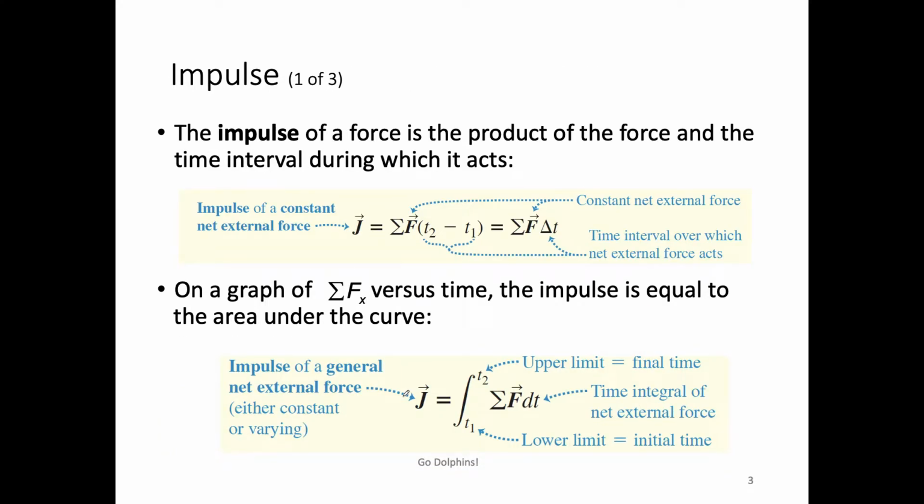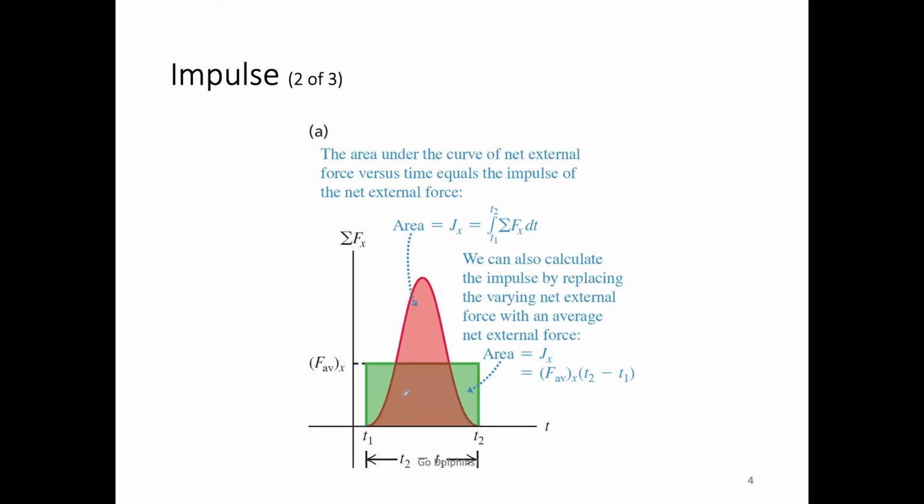Impulse is, if we integrate force over time, the impulse. Now, of course, if it's a constant force, then impulse is simply F times delta t. In graphic form, if we have F on the y-axis, t on the x-axis, and plot F as a function of t, the integration of F over t gives you impulse, so the area under this F curve gives you impulse.